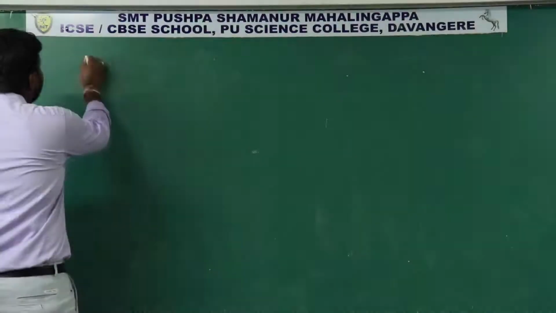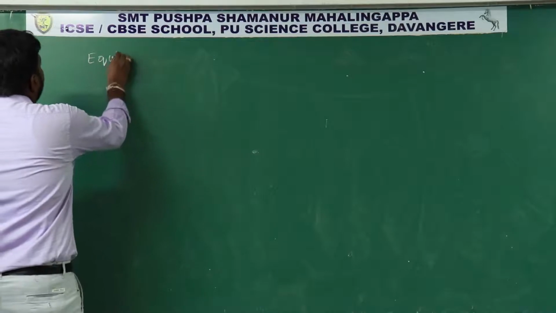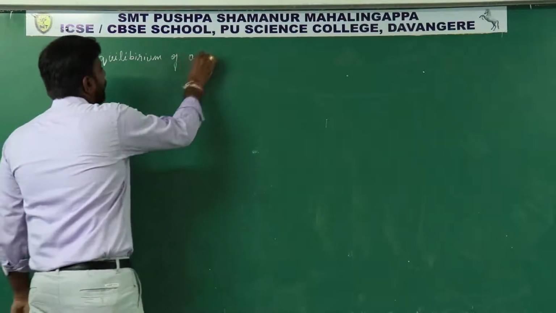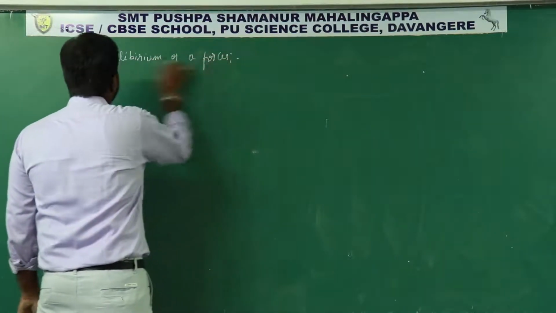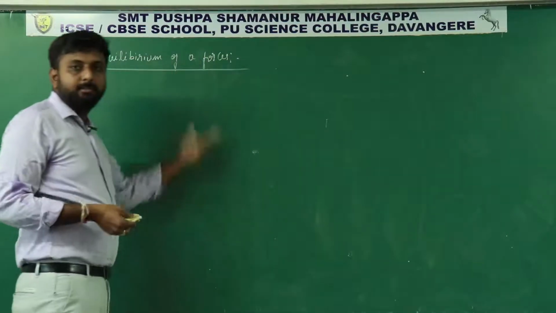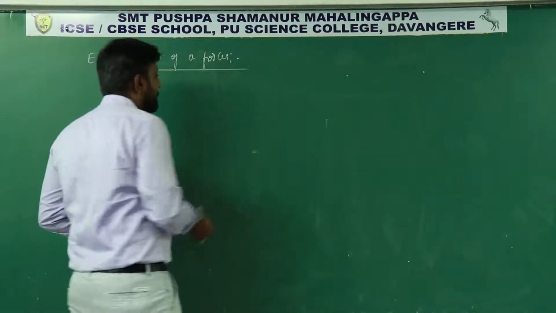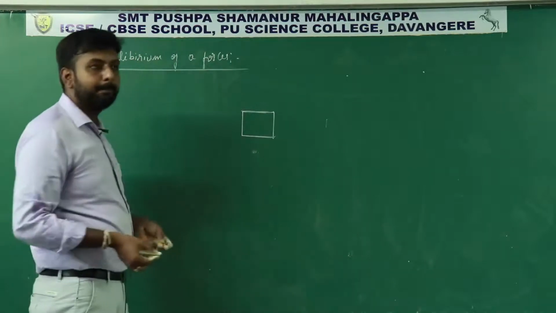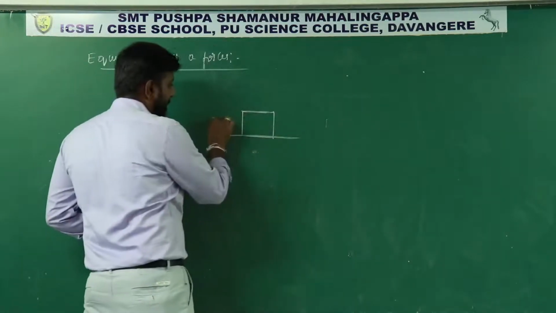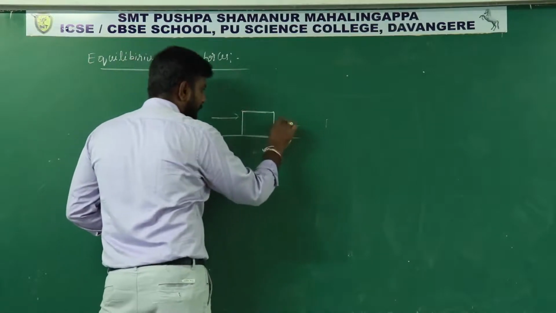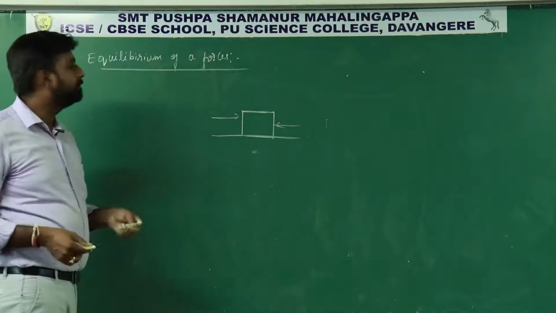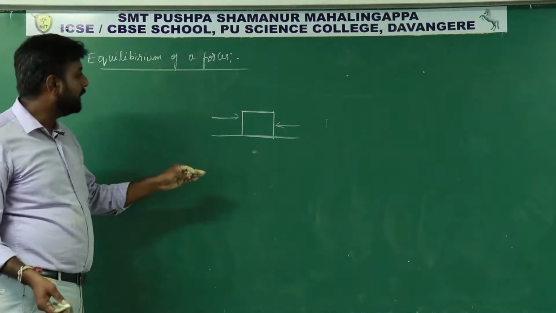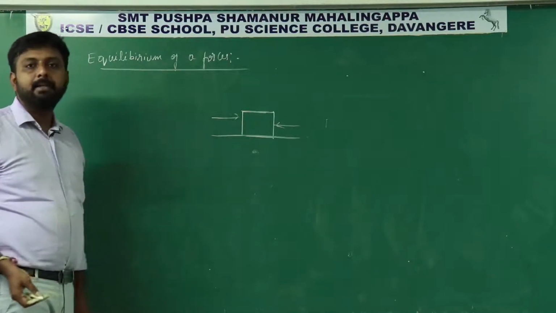And next concept, equilibrium of forces. So what is meant by this equilibrium of a force? Let us say this is a body. On this body various forces may act, right? Then the body is at rest. That means we can say the forces are in equilibrium.